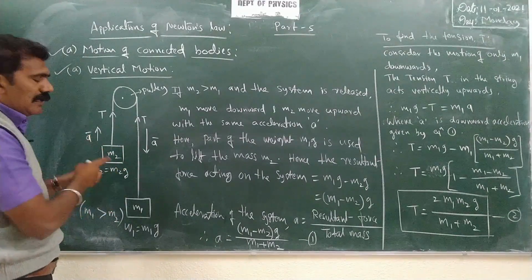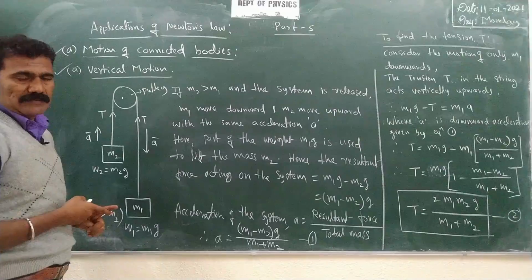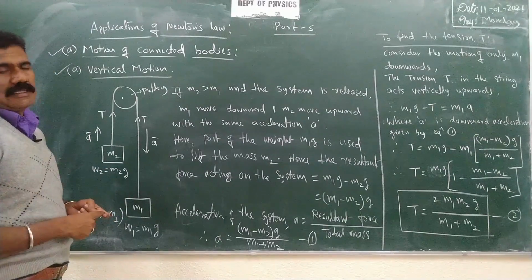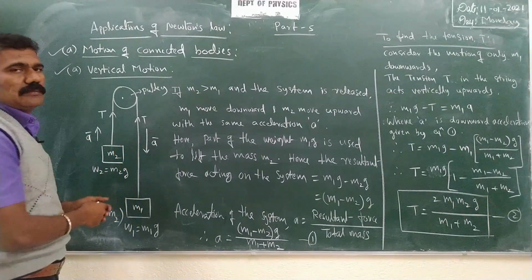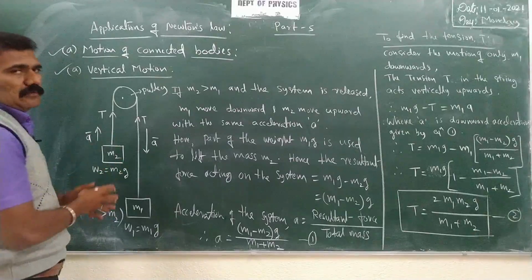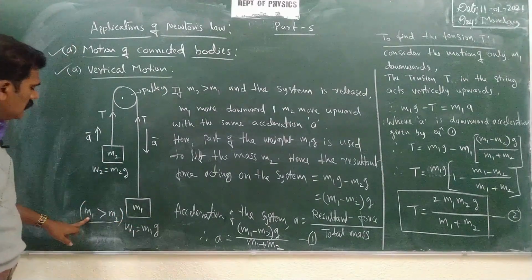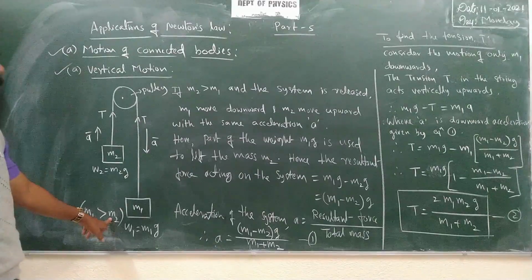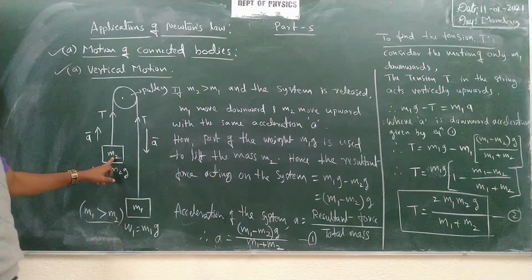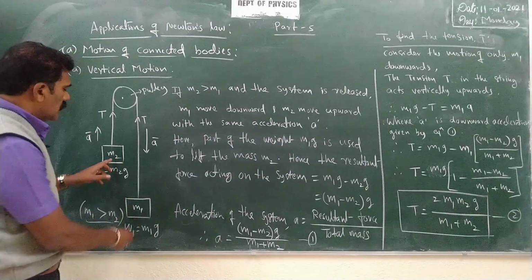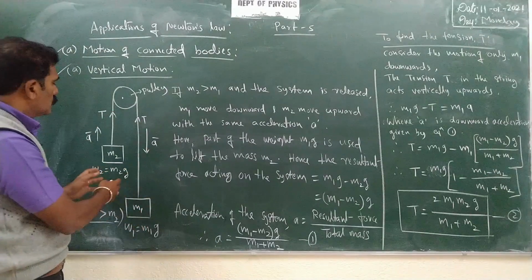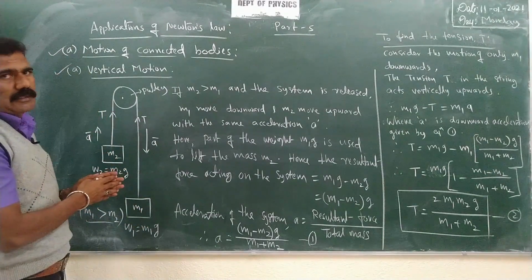If there is an imbalance in the masses, if there is a difference in masses, then we can see that the masses will move up and down, right? Now in this case I am considering mass M1 is greater than M2. So you can expect that mass M1 is moving downwards and M2 is moving in the upward direction, correct?